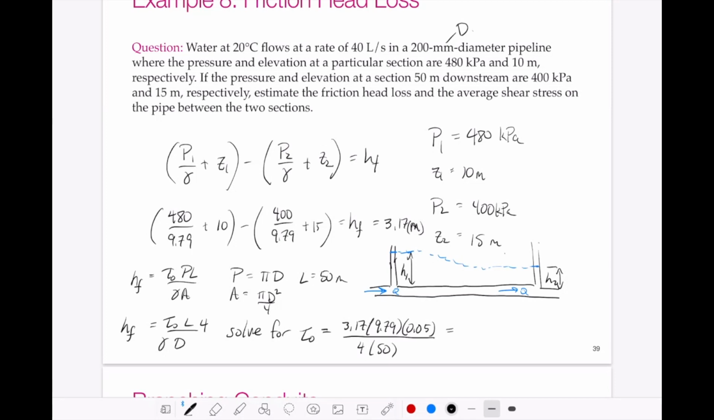Yes, so on the diagram, to answer the question in the chat, this distance here would be our head loss, HF. So who can calculate this? So P divided by A, the pi times D divided out, so we're only left with the D over 4 in the denominator, so we have 4 over D in this equation over here.